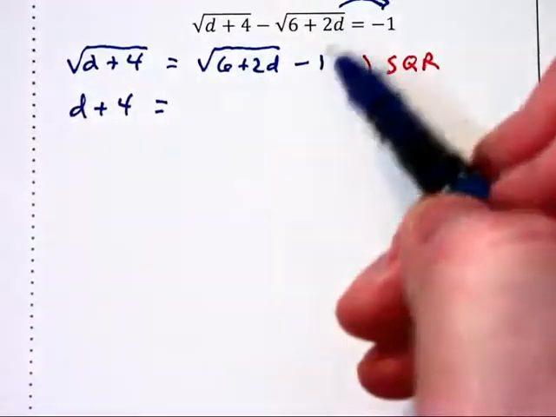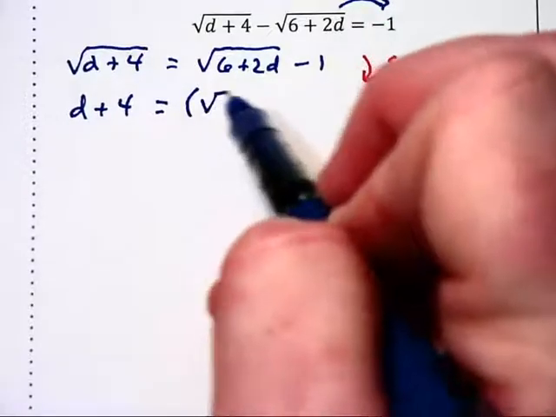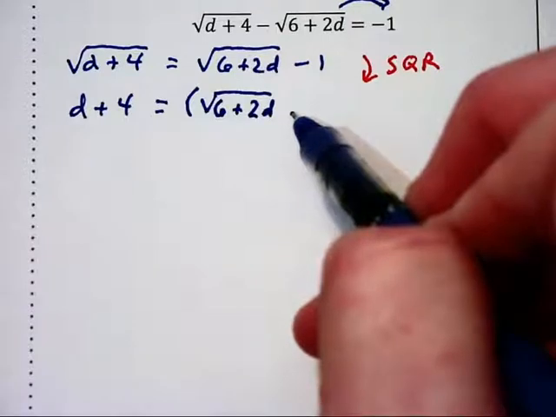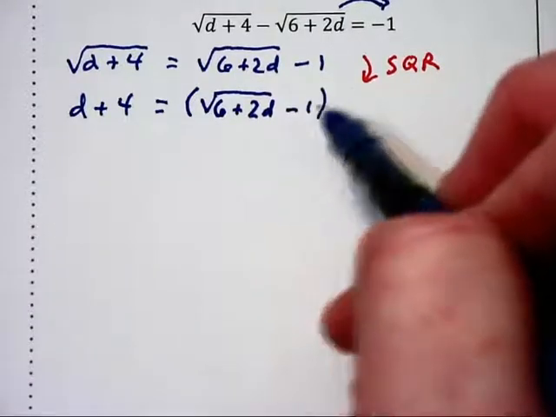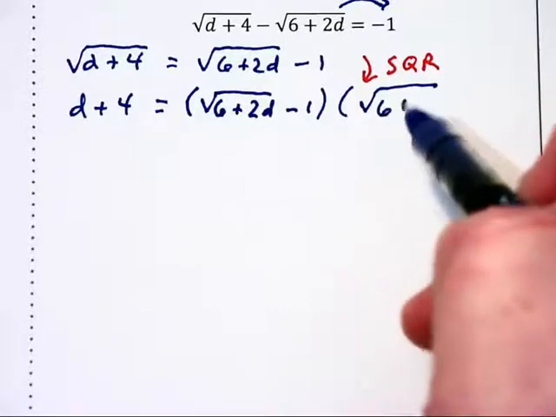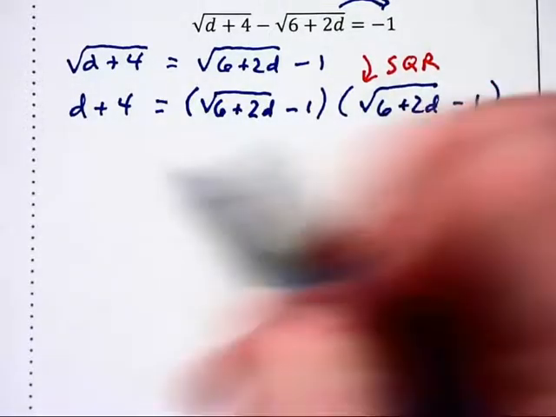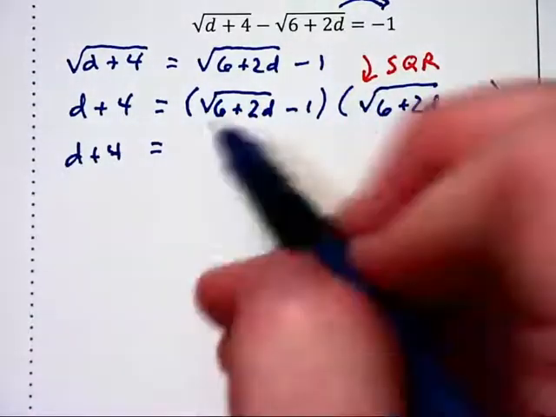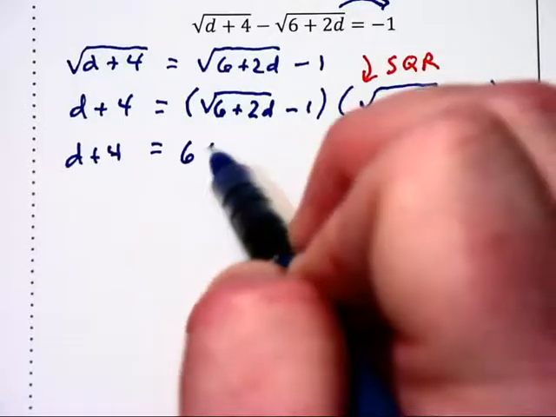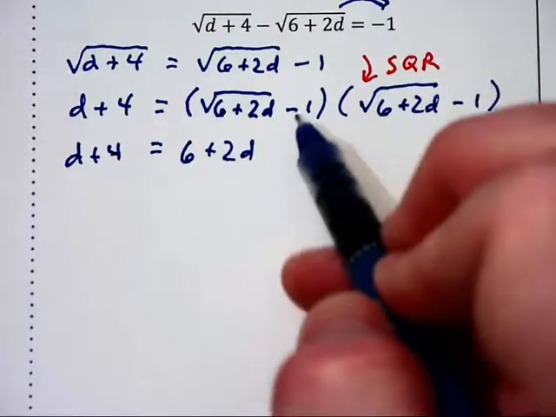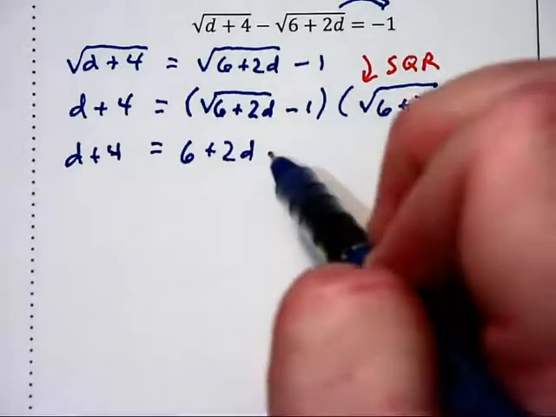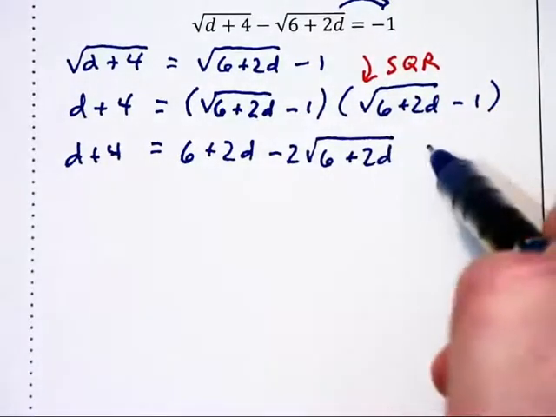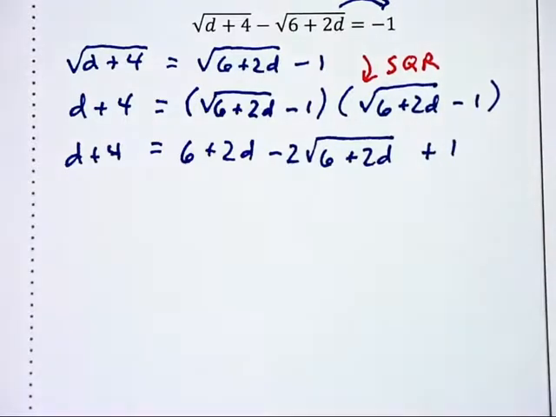The right-hand side is a little bit more challenging, and it's often easier if we rewrite it as a product. Square root of 6 plus 2d minus 1 times itself. The left side has no change. When we go to multiply the right side, the first term of FOIL is 6 plus 2d. We then have minus radical and minus radical, making minus 2 roots of 6 plus 2d, and the L term of FOIL is plus 1.